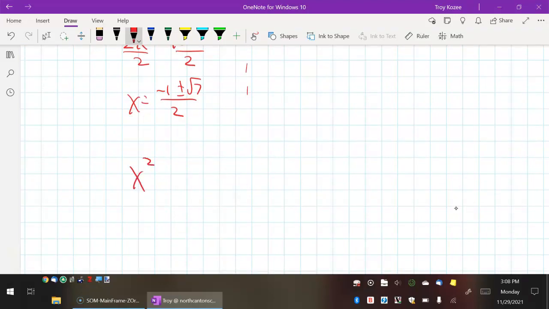As soon as we run into a problem like this, I can't adopt the core skill because I don't have a single x that is being squared. So we have to take another approach, which we'll talk about in the next video.